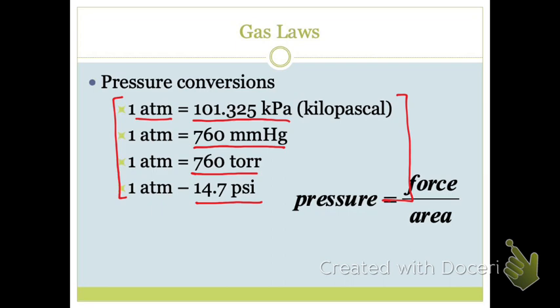Tires, right. It says inflate to 32 PSI, inflate to whatever PSI. Does anyone know what it stands for? Pressure per square inch? No, close. Pounds per square inch. So pounds is the amount of force that needs to be applied over that certain area, square inches. So pounds per square inch. That's our conversion there.